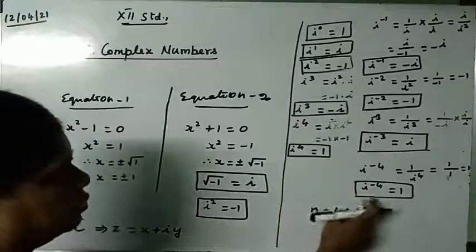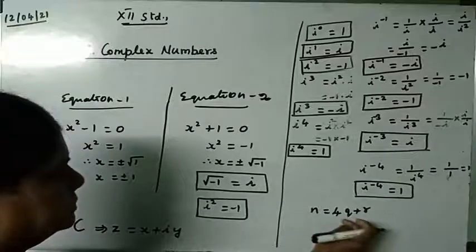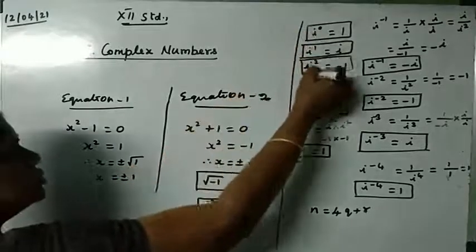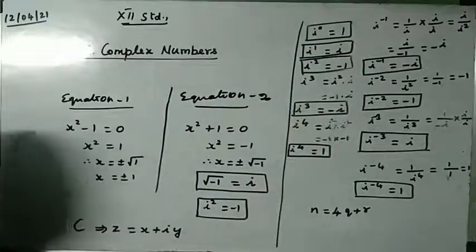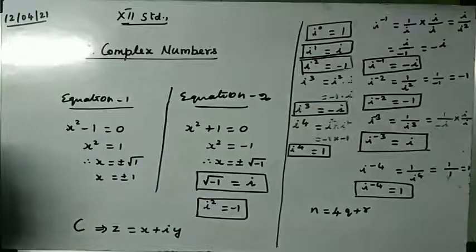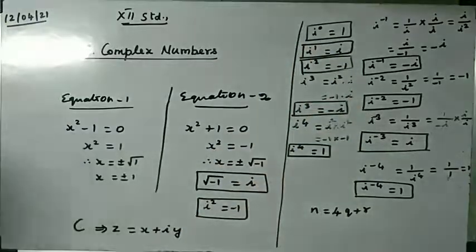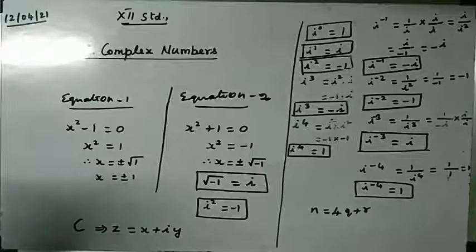i power 4 is 1. So we can take the multiples of 4. The remainder can be easily found out by the values 0, 1, 2, 3. So it leaves the remainder 0, 1, 2, 3. So it is very easy to find out the answers. Now example 2.1.